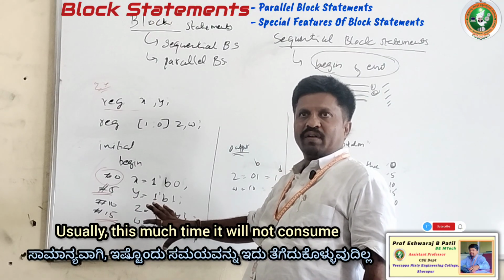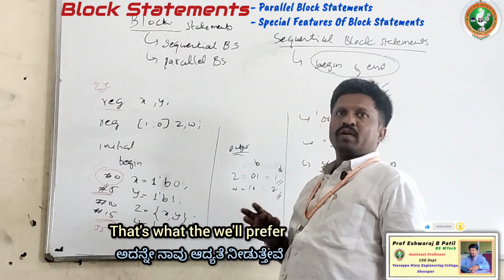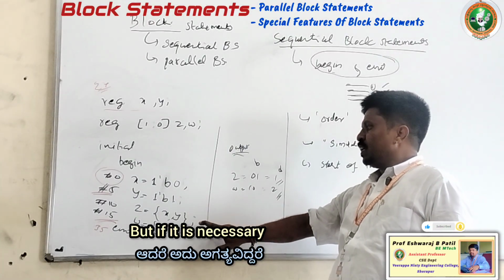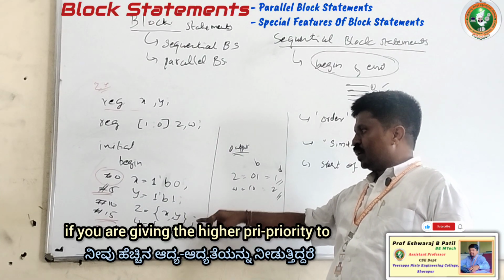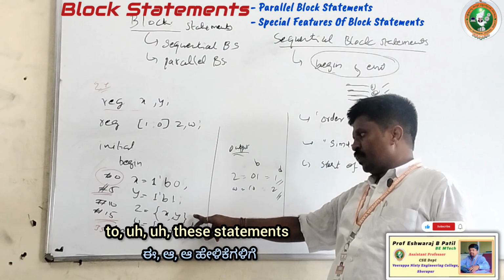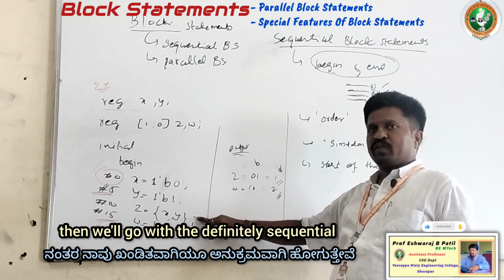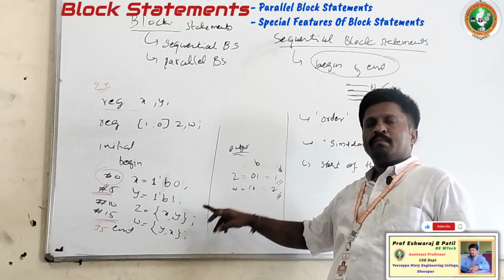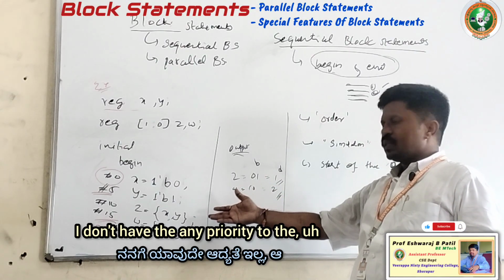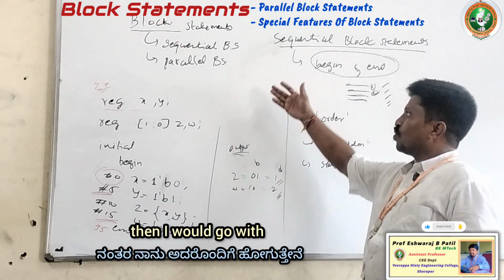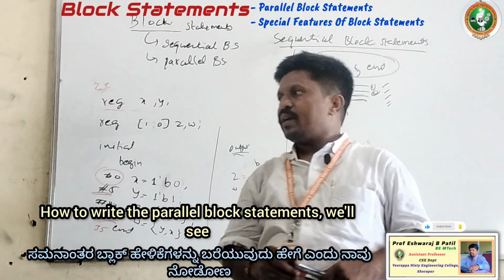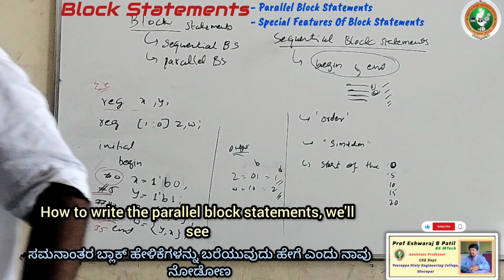If I go with parallel block statements, it will not consume this much time. Usually it will not consume this much time. That's why we prefer parallel block statements in many cases. But if it is necessary, if you are giving higher priority to the execution order of these statements, then we will definitely go with sequential. But if it is not necessary, and I don't have any priority for any statements here, then I would go with parallel block statements. How to write the parallel block statements, we'll see.